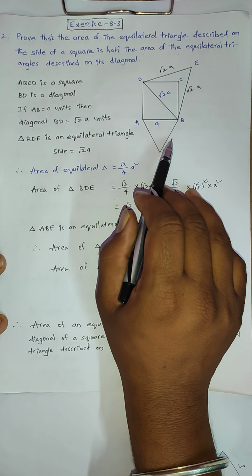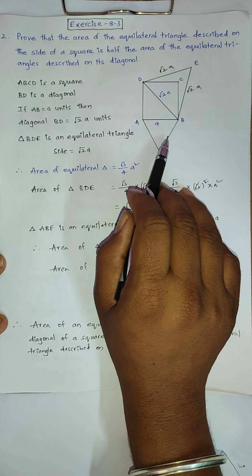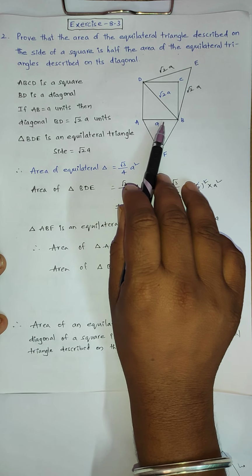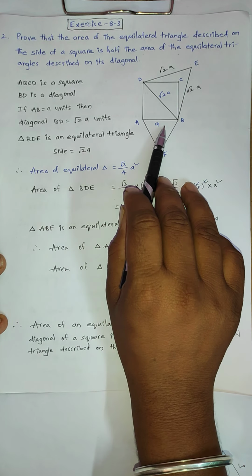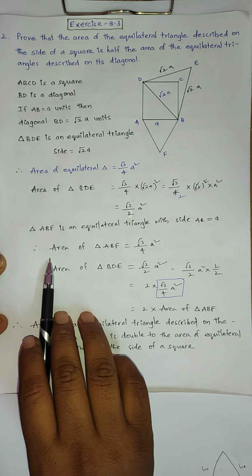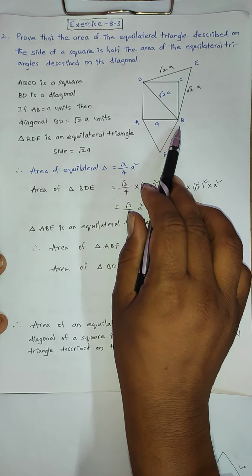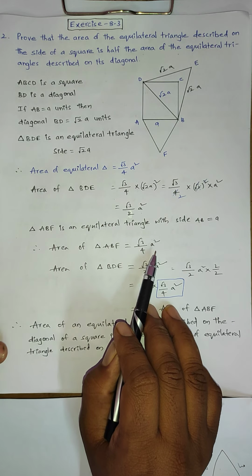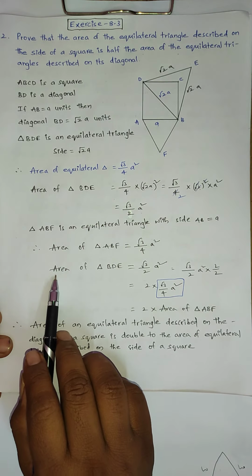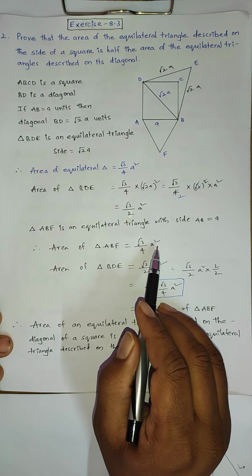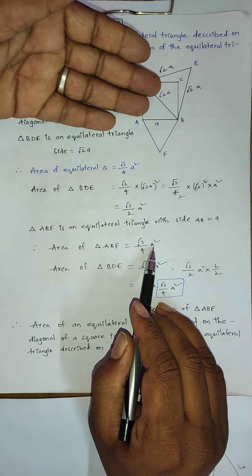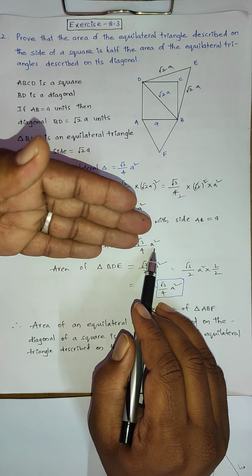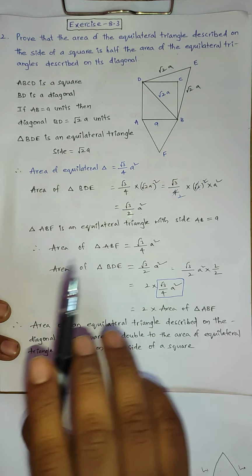ABF, this equilateral triangle we built using the side of a square AB. What is the length of AB? A units. Now area of ABF is equal to root 3 by 4 A square. This is one formula: area is root 3 by 4 A square, with side A in this question. The formula also has side A, so nothing changes, root 3 by 4 A square.